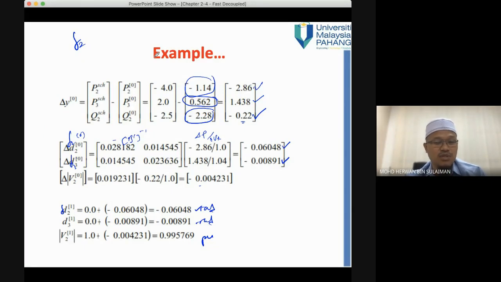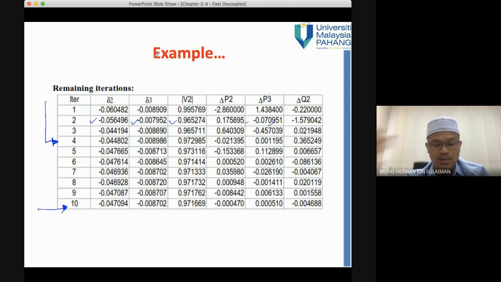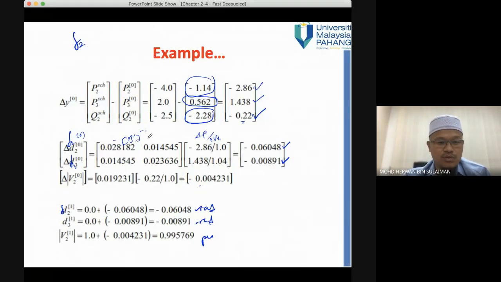Cari P, cari Q, cari delta P, delta Q, and then cari guna B prime, B double prime, this one is B double prime inverse. Darab balik. This one is delta Q over V. V2. Okay. Value still need to update it. Guna radian. Jawapan akan dalam radian.